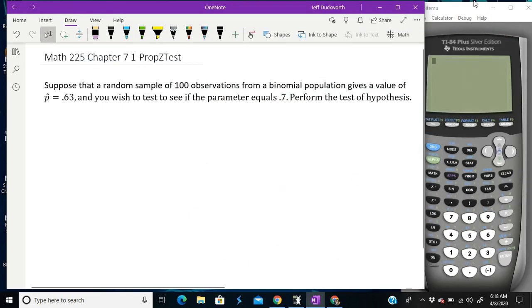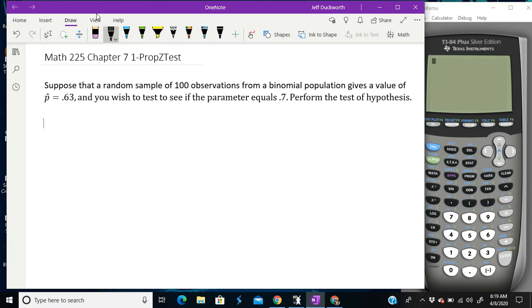I'm going to run a test of hypothesis here, show you how to use the PropZTest for qualitative data. All right, so our question reads, suppose that a random sample of 100 observations from a binomial population gives a value of p hat equals 0.63, and you wish to test to see if the parameter equals 0.7. So perform the test of hypothesis. So we have qualitative data here since we're dealing with p hat.